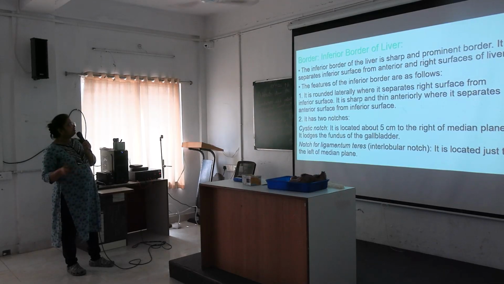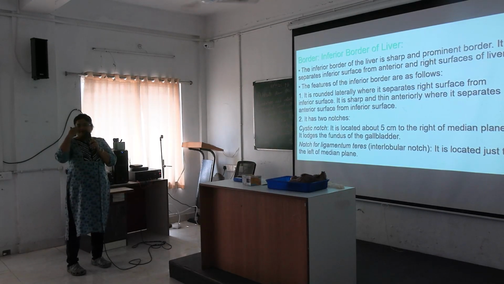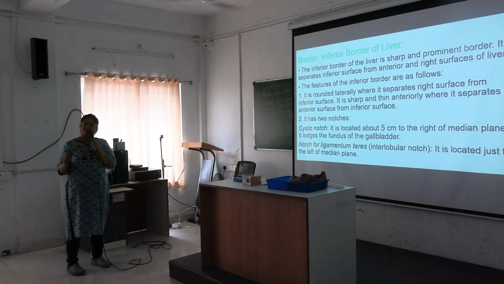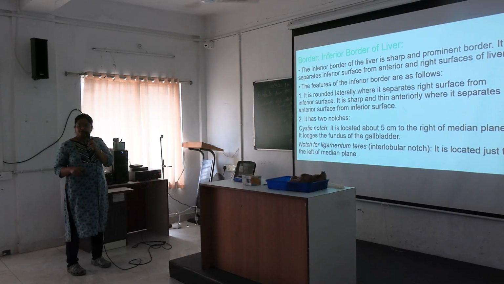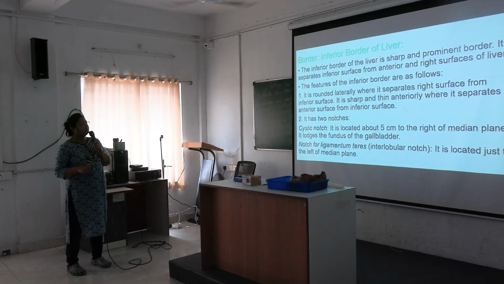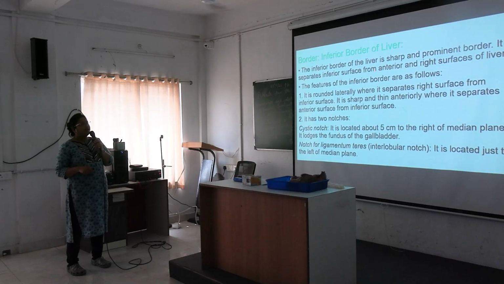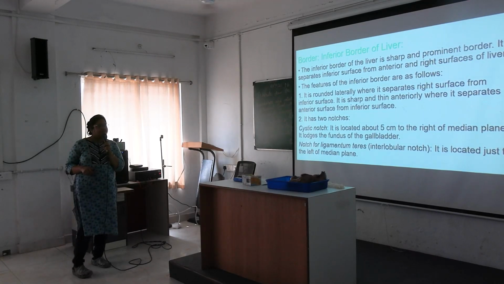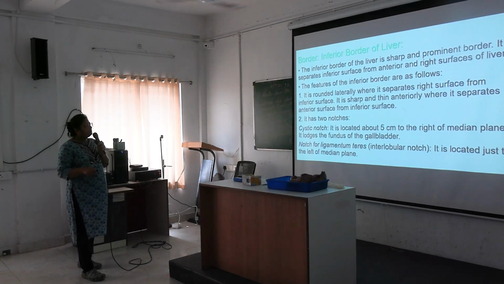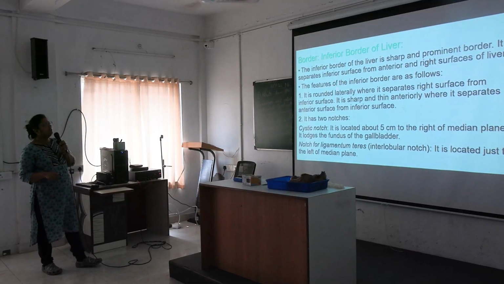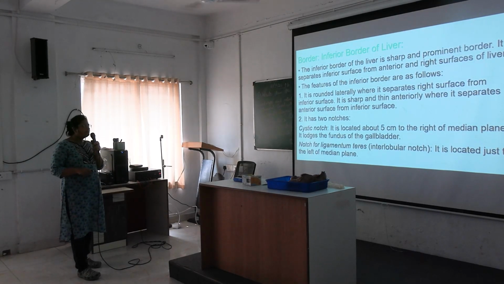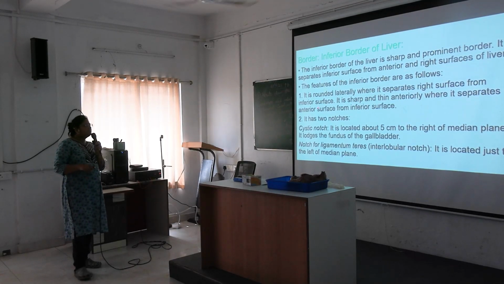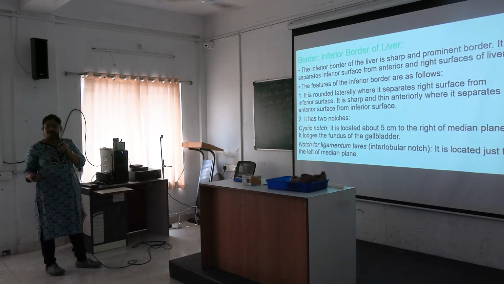Next, we are going to the border. Only one single border is important, the inferior border of liver. It is a sharp and prominent border, separates the inferior surface from the anterior and right lateral surface. The features of inferior border: it is rounded laterally where it separates the right surface from the inferior surface. It is sharp and thin anteriorly where it separates the anterior surface from the inferior surface.